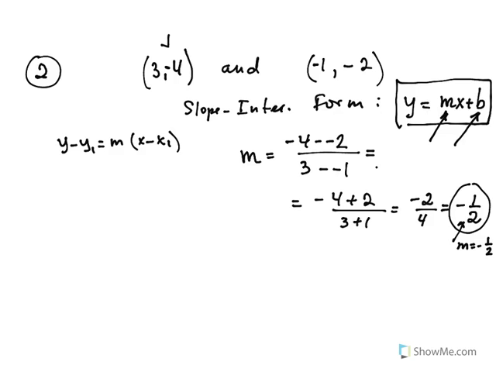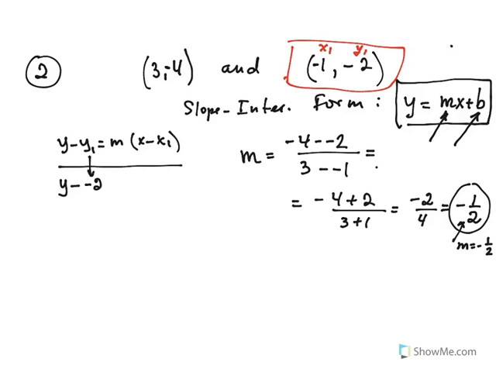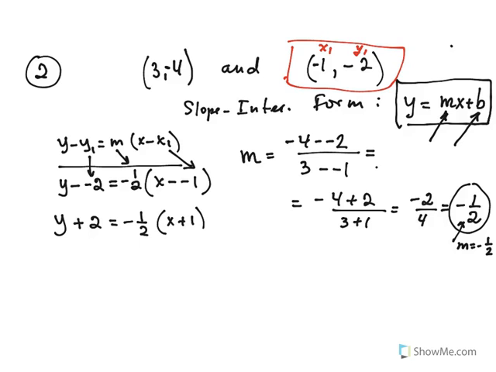Now I can use either the first point or the second point. Again, it doesn't matter. This time I want to use the second point. I'm going to put x sub 1 and y sub 1. And now I'm ready to write my equation. So it's y minus y sub 1, which is -2, equals the slope, -1/2, which I already found, times x minus, and what's my x sub 1? It's -1. Let's clean it up a little bit. It's y plus 2 equals -1/2 times x plus 1.